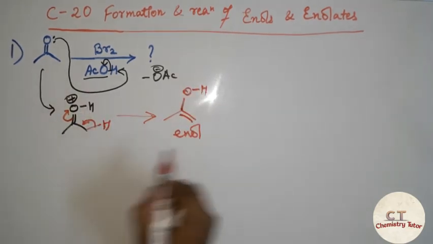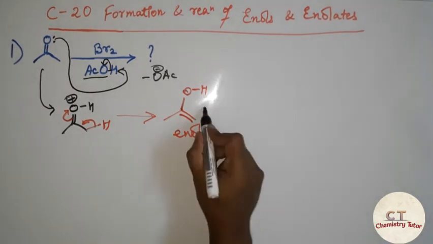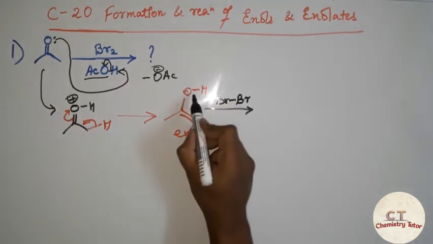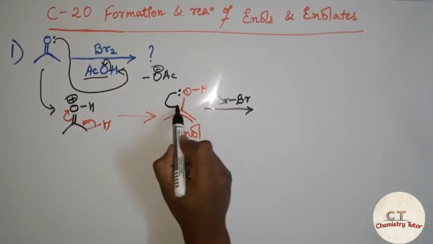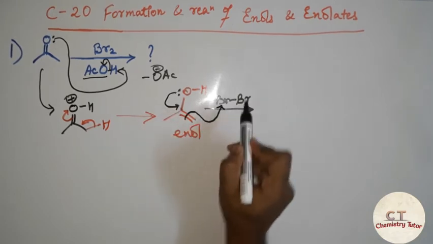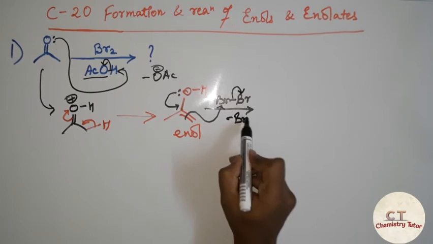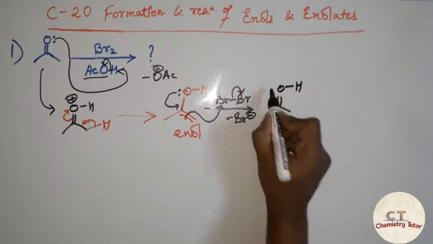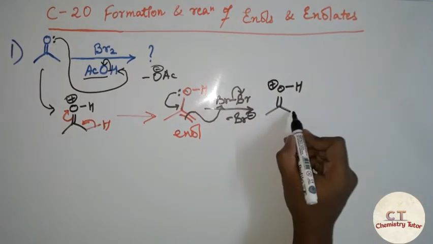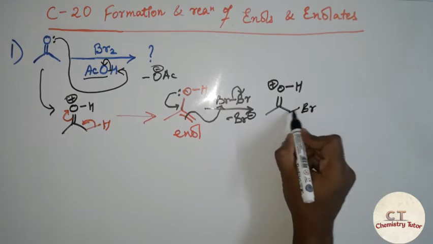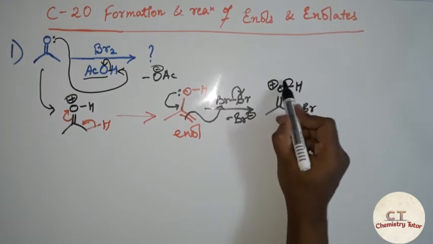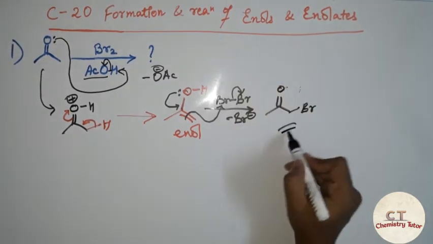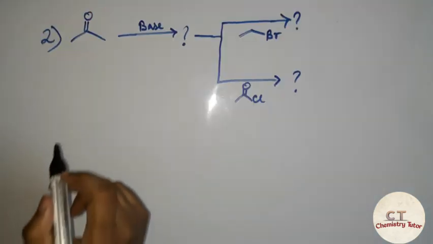We are going to get an enol from here, and then in the next step bromine is there, so the lone pair on the oxygen atom is going to come here and it will attack the bromine, and one bromine is going to leave and we are going to get a positive charge again on the oxygen atom and there will be bromine. In the next step this H plus will get removed and there will be no positive charge. And we are going to get this product from this reaction. Now let us see our next question.